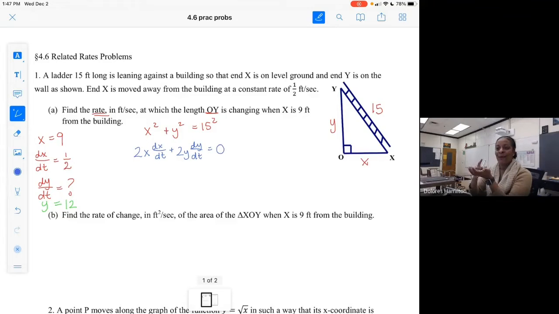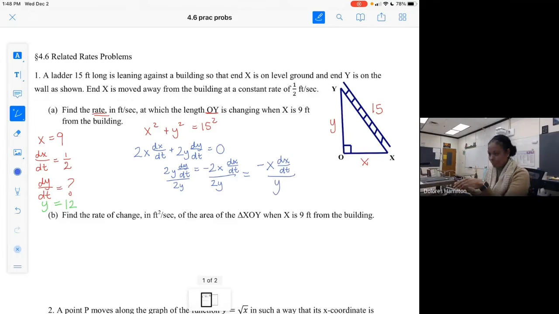We can either isolate dy/dt, since that's what we're trying to solve for, or you can plug in all of the information that you already know. I'm going to get dy/dt by itself. So I'm subtracting the 2x dx/dt over to the other side, and then I'm going to divide both sides by 2y. And then I just pulled out that 2 from the top and the bottom, and that left us with negative x dx/dt over y.